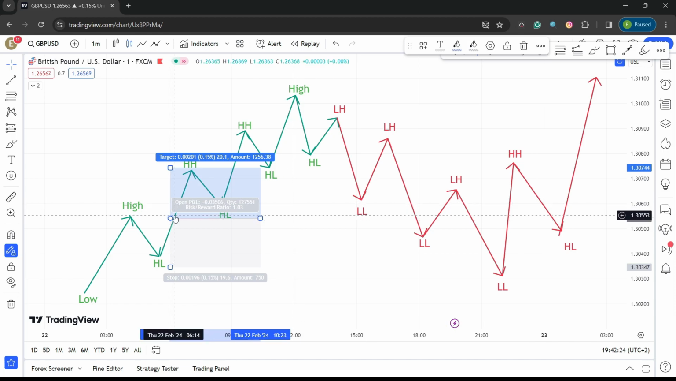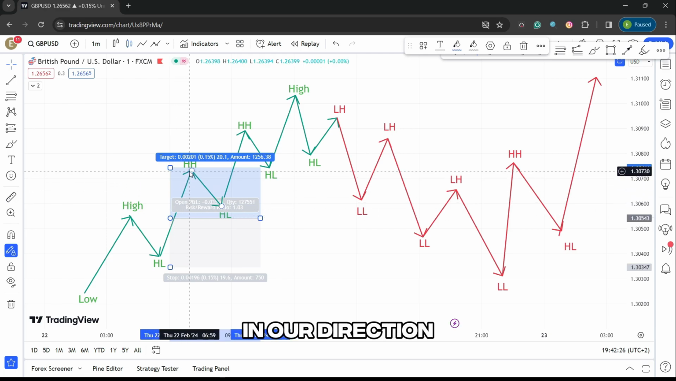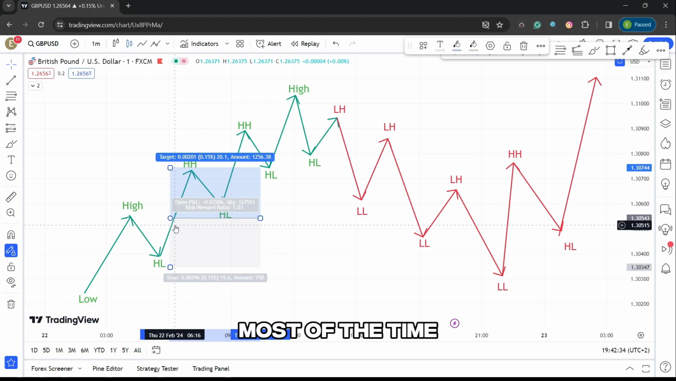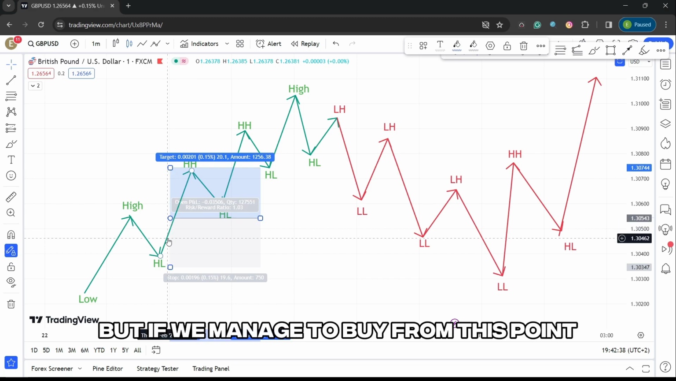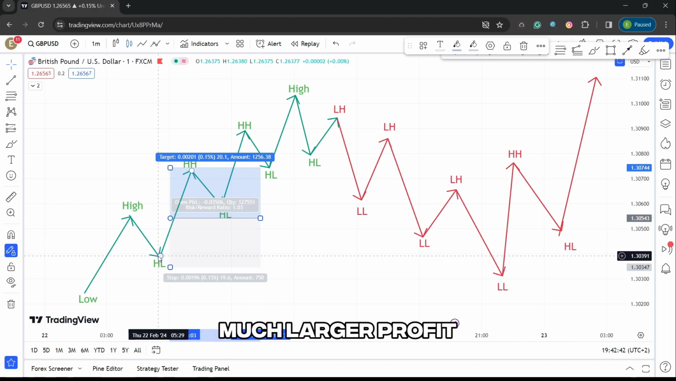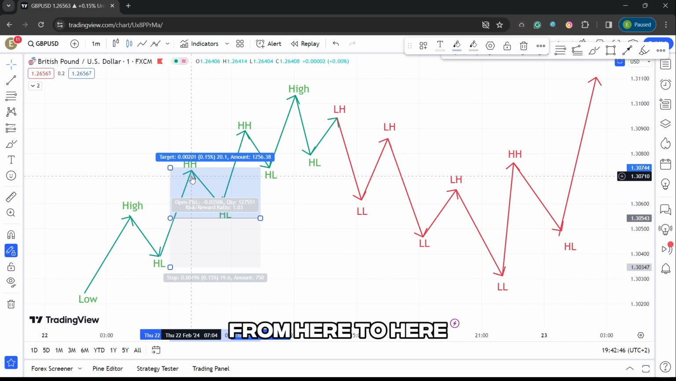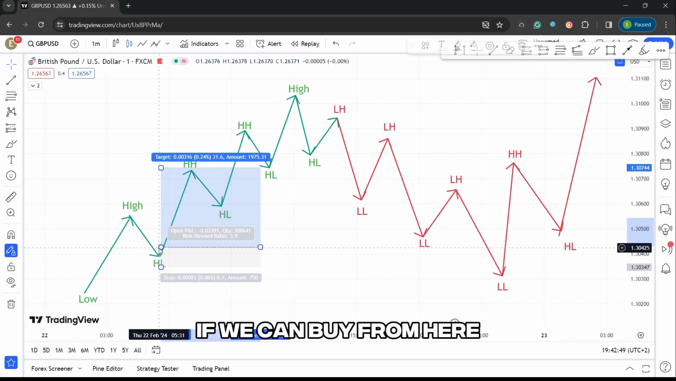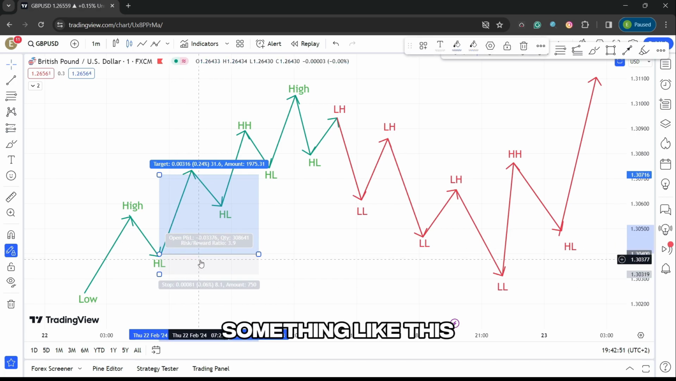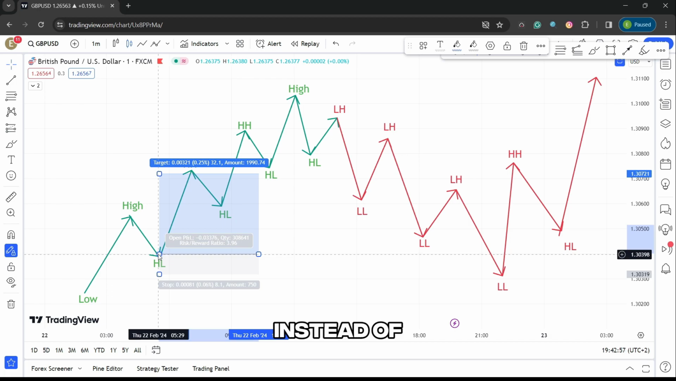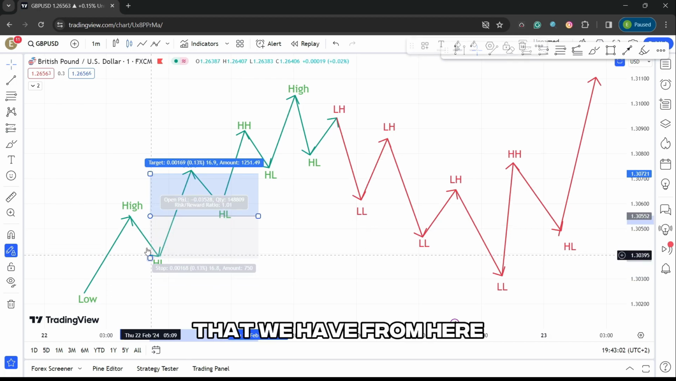This area in which the price moves in our direction is small. Okay, we cannot buy it. Most of the time we don't have a very good risk to reward, but if we manage to buy from this point, we'll have a much larger profit because that's a greater distance from here to here. As you can see, if we can buy from here, for example, something like this, the risk to reward is almost 4, okay, 1 to 4, instead of the 1 to 1 that we had from here.